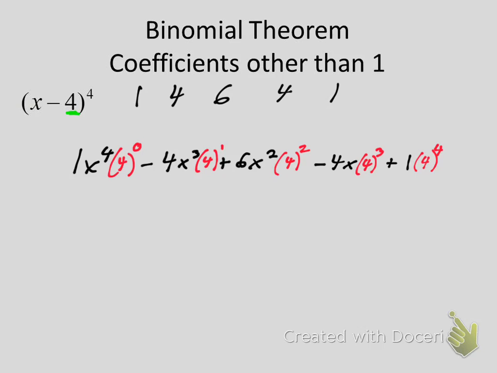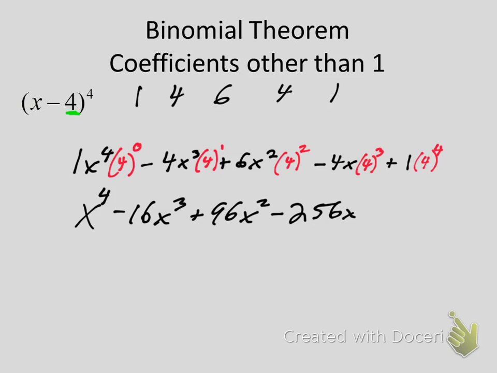Okay? Now, your last step is to clean all that up because you have 3 things being multiplied together, right? You have the 1 here times the x to the 4th times the 4 to the 0. You have this 4 times the x cubed times the 4. Put these numbers together. Get this in one nice line. x to the fourth minus 16x to the third plus 96x to the second minus 256x plus 256. Perfect.